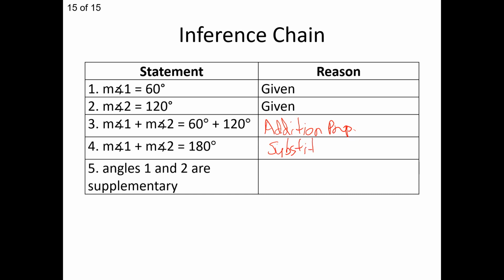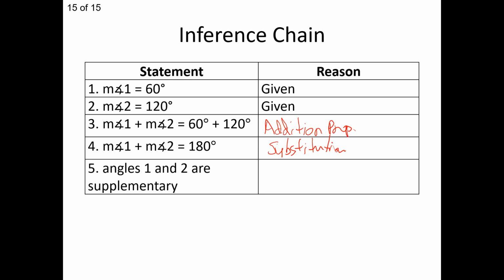So this is our substitution property, which I'm going to go ahead and write all that out. Substitution property. So think about what the substitution property is. Whenever I simplify, I can then replace one expression with another expression. And that's what I'm really doing: 60 degrees plus 120, I'm replacing it with 180 degrees. Now, take a look at statement 4. What it now says is that the sum of two angles adds up to 180 degrees. Angle 1 plus angle 2 equals 180.